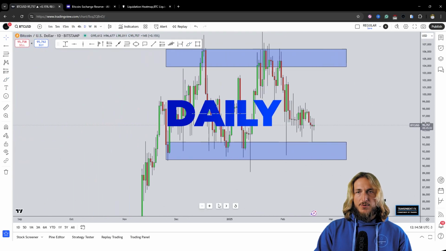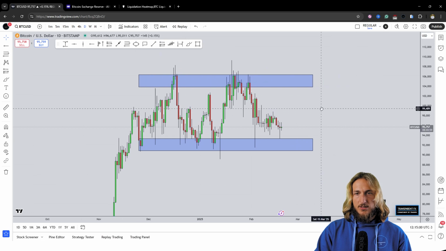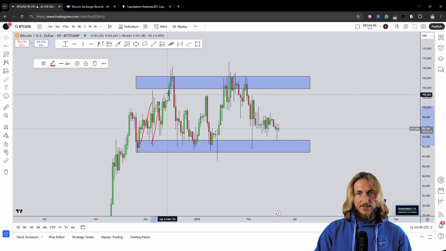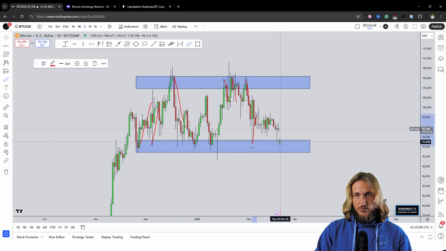Now, from a daily perspective, we can notice how clearly these two levels are getting respected quite nicely. Every time the market is respecting this area as support, every time the market is respecting this level as resistance. The last test was of the low. The next logical step would be a potential test of the high.